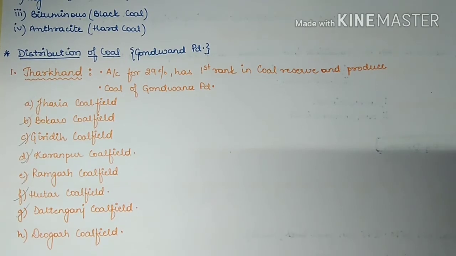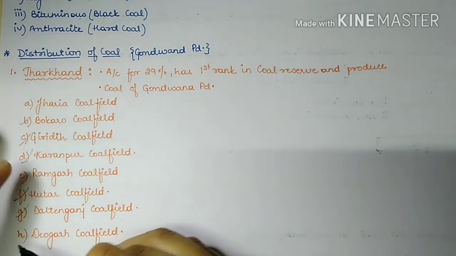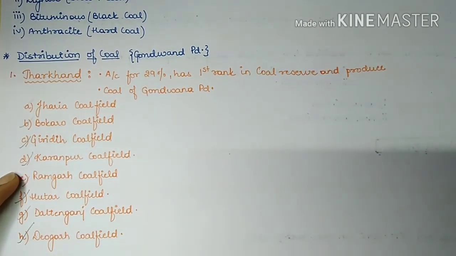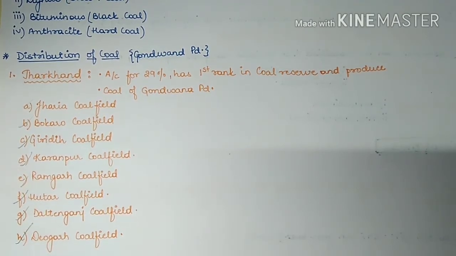Lastly, we have Devgarh coalfield. Devgarh coalfield lies in Dumka district, and it stretches over an area of about 20 square kilometers. Okay, now the quality of coal is inferior. It has about 40% of carbon, 25% of volatile material, and 35% of ash content.